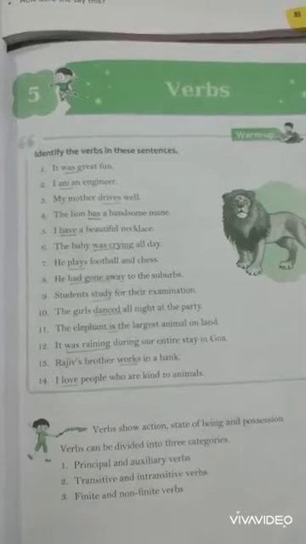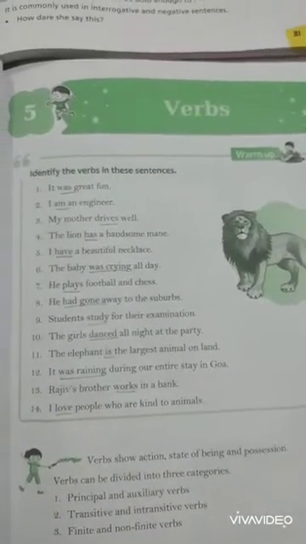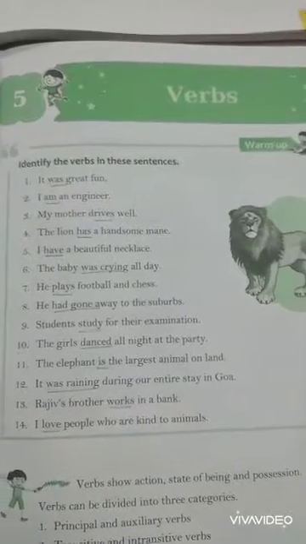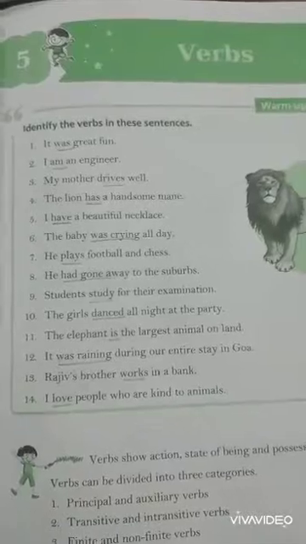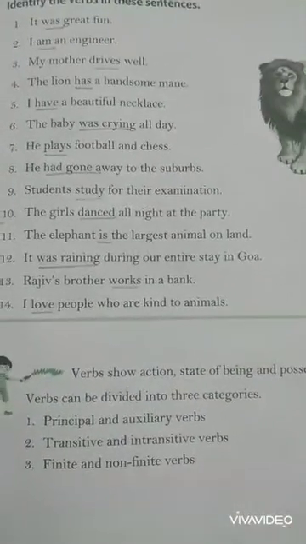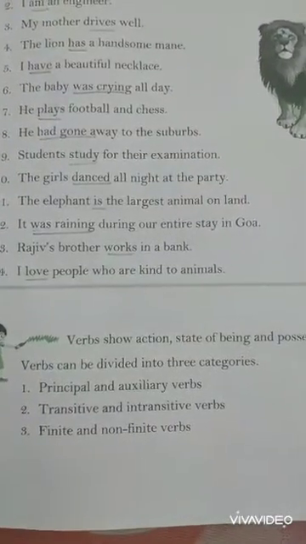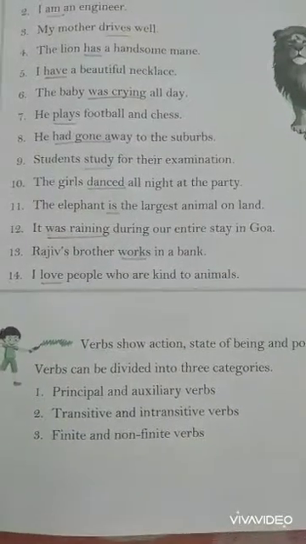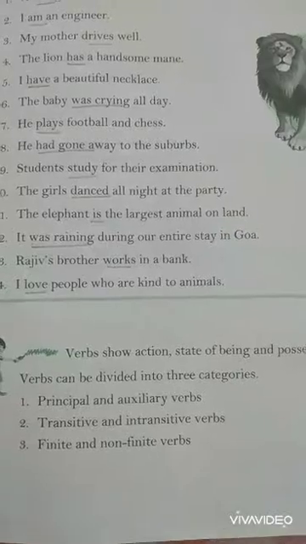You can see some sentences here and some words which are underlined like was, am, drives, has, have, was crying, etc. Now these words are called the doing words or verbs because without these words the sentences are incomplete. Verbs are divided into three categories: principal and auxiliary verbs, transitive and intransitive verbs, finite and non-finite verbs. In this video, we will read about principal and auxiliary verbs.